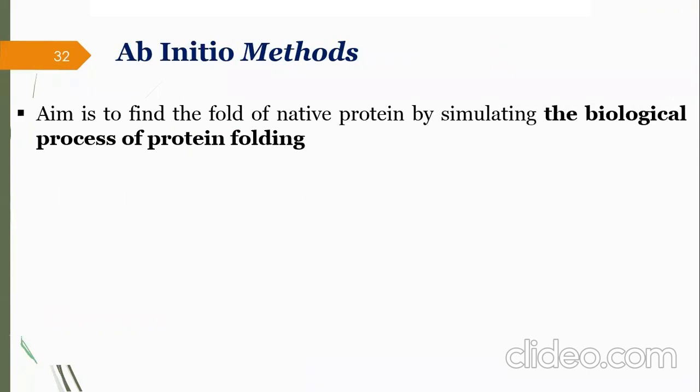This is not a homology based method. We don't have any prior structure available, and ab initio means starting from zero, starting from scratch. We don't have any structure known, and we want to determine the structure. So we have a method available, and that is the ab initio method. And in this method, the aim is to find the fold of the native protein by simulating the biological process of protein folding.